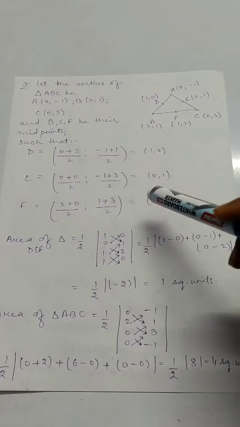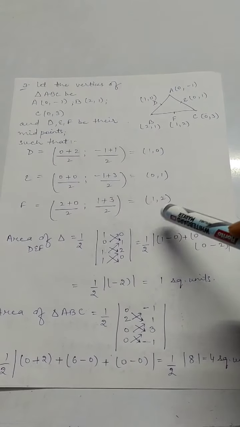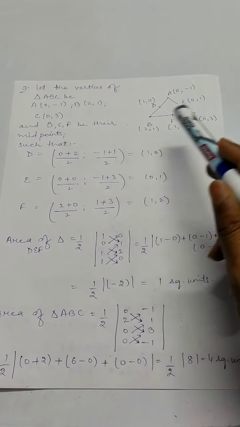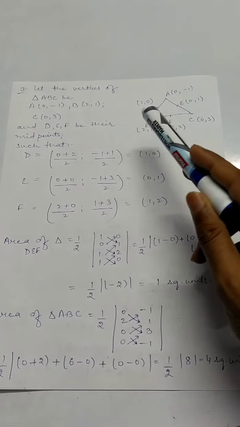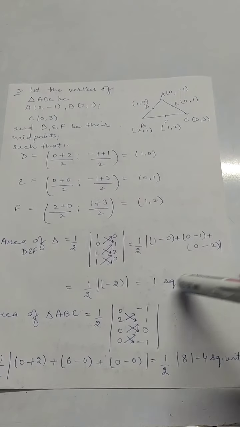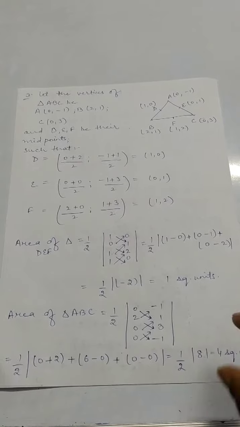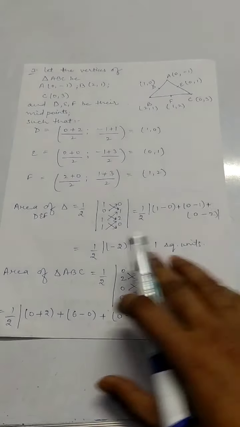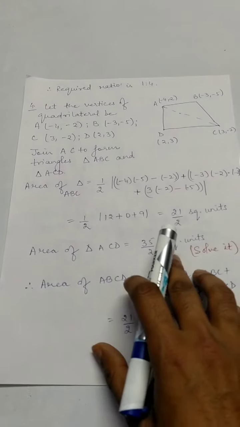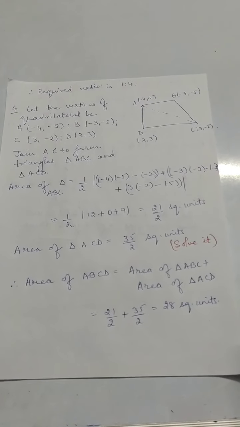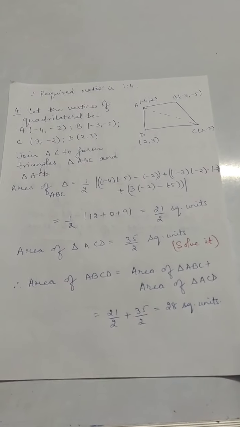The value of E is 0 1 and the value of F is 1 2. So the triangle which is formed with the midpoints, that is DEF, has an area of 1 square unit, and the area of triangle ABC is 4 square units. So the required ratio will be 1:4 for triangle DEF to triangle ABC.